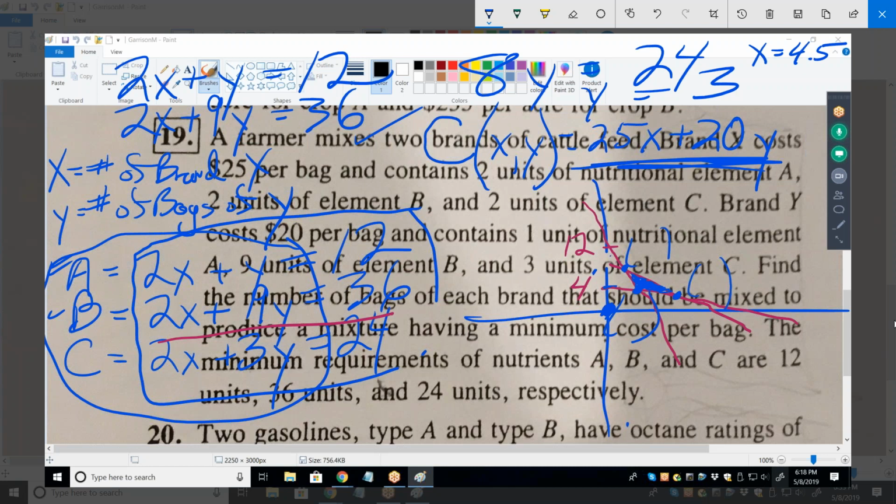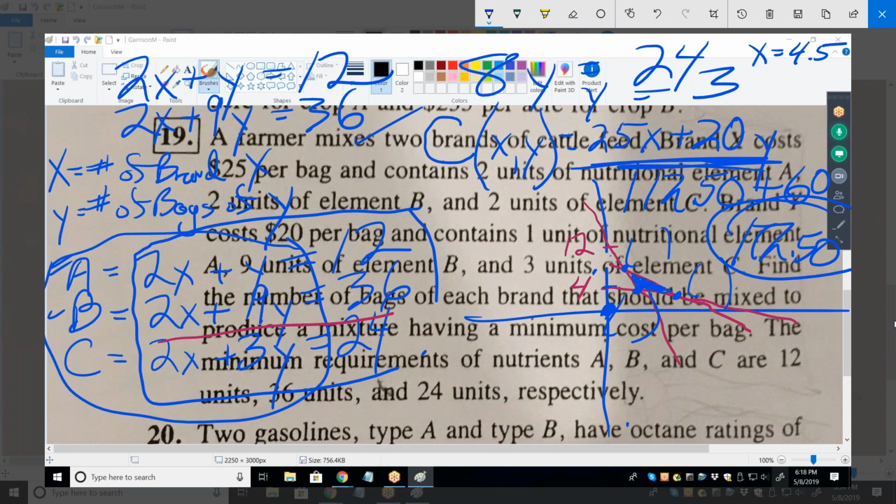So I would plug in 4.5 for x, 3 for y, and that would give me a cost of approximately $112.50 plus 60, which is $172.50.